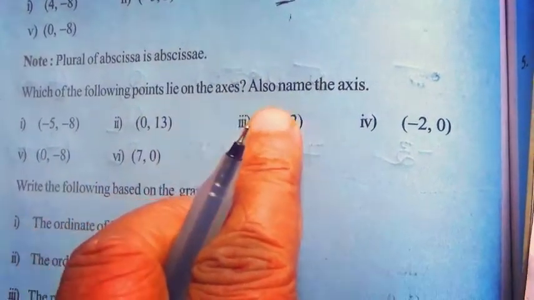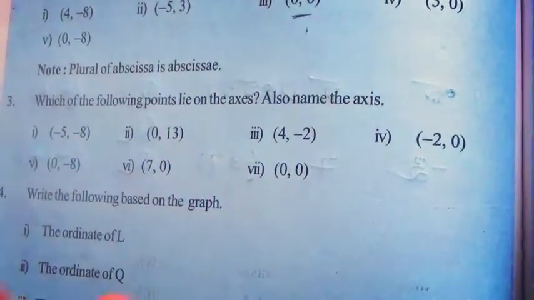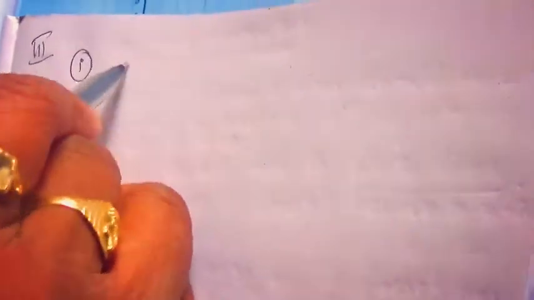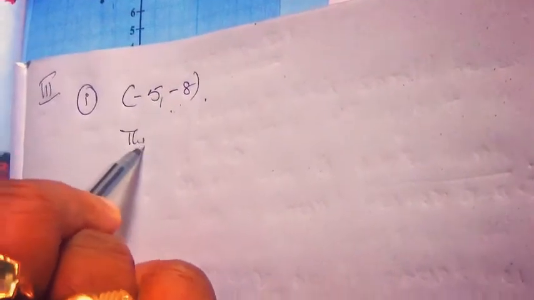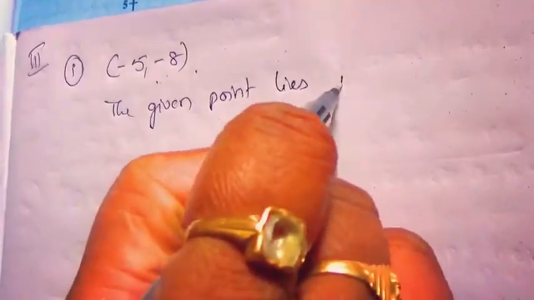Next, the third Roman numeral. Which of the following points lie on the axis? Also name the axis. You have to pick out which points lie on an axis. Okay, let us check. In the third Roman numeral, the first point is -5, -8. It lies in the third quadrant.